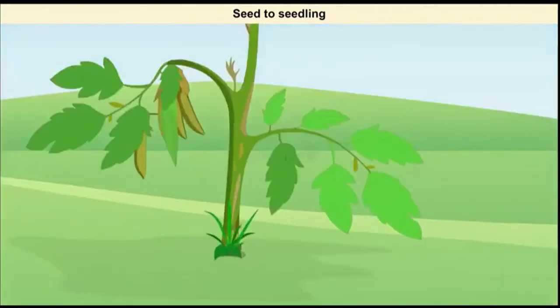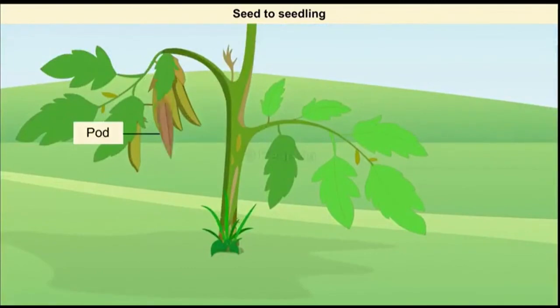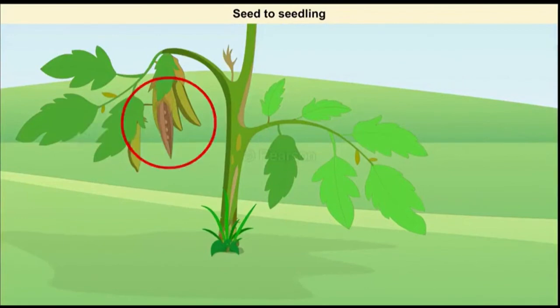As a pod dries in the sun, tension is set up in the walls, eventually causing it to split along two lines of weakness. Then the two halves curl back suddenly and flick out the seeds within in an explosive manner.